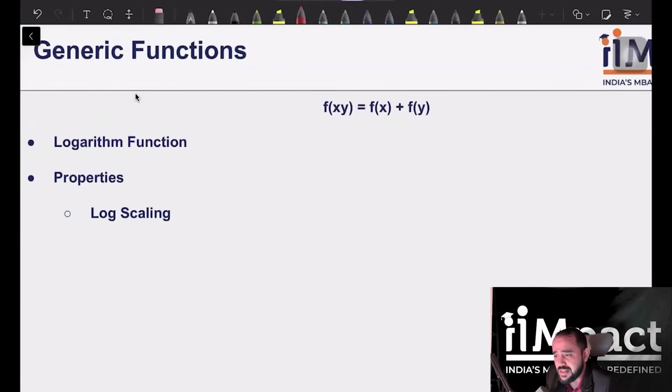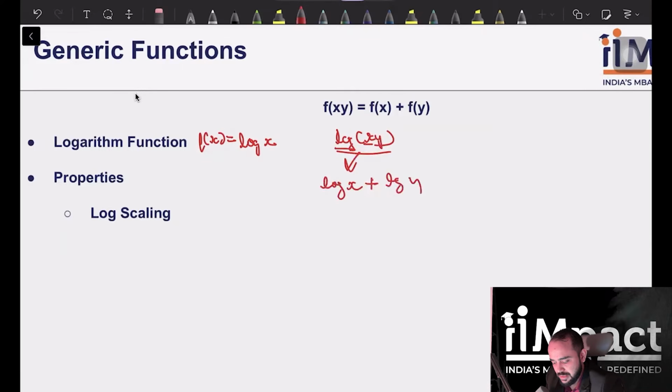What relationship can satisfy this? Log x: f of x is equal to log x. What will I write it as? Log of xy, because x is getting multiplied with y and I am taking a log, so I will separate these as addition. Log x plus log y. This is what f of x, this is what f of y. So yes, this definition can satisfy.